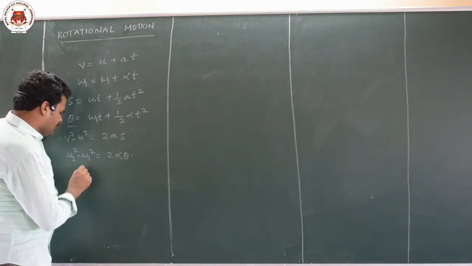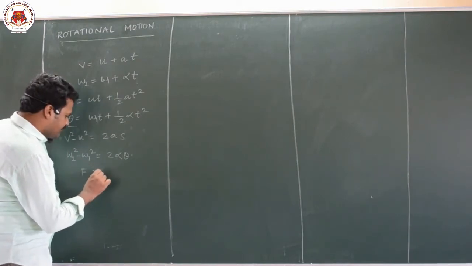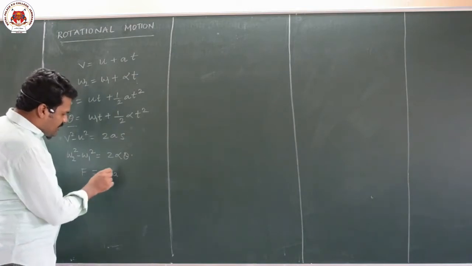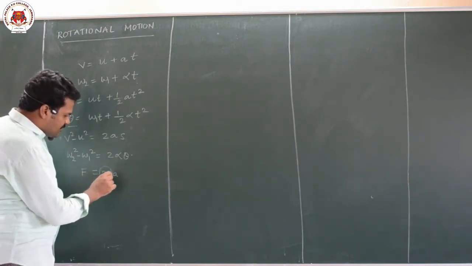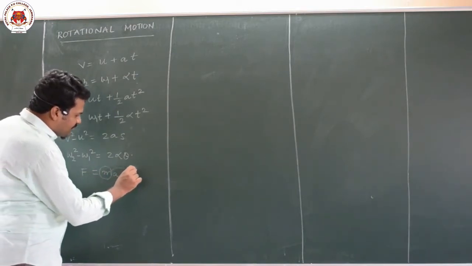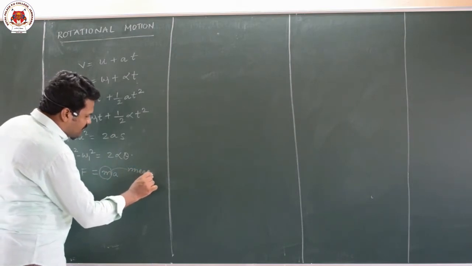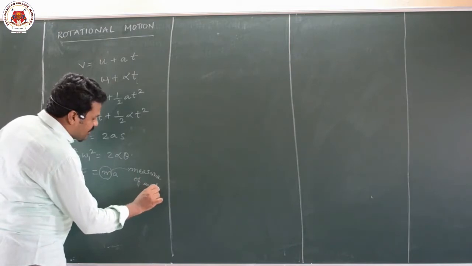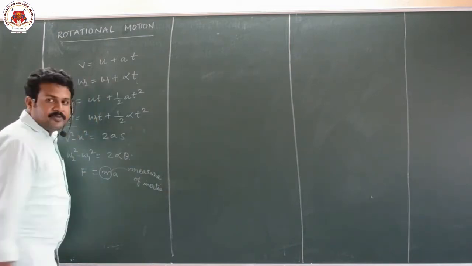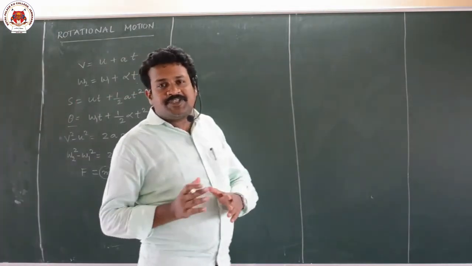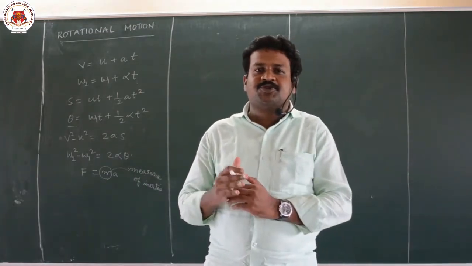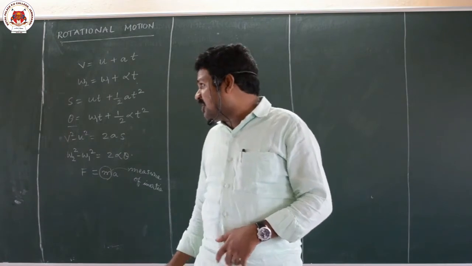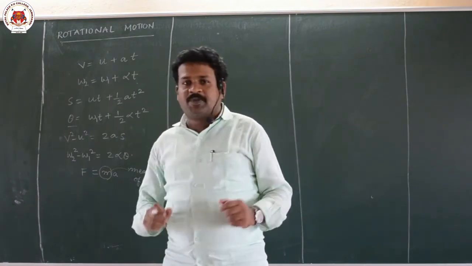Now you know that force is equal to ma. Here m is mass, which is nothing but a measure of inertia. What is inertia? It is the inherent property of a body by virtue of which it opposes the change in its state of motion, change in its state of rest, or change in its direction. In order to overcome inertia, you have to apply force.